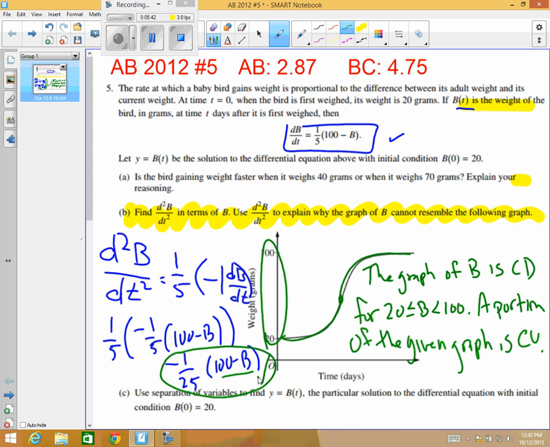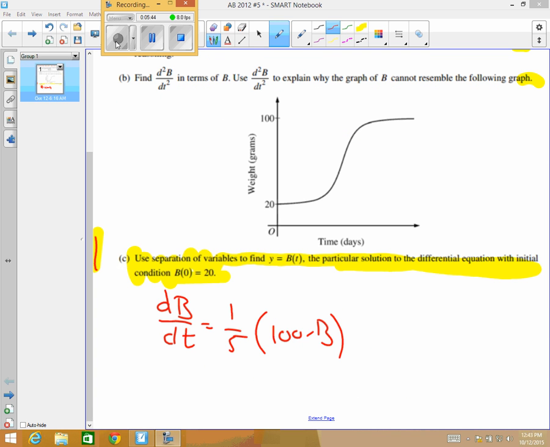Part C tells us to use separation of variables to find B of t. We're starting with dB over dt, so we have to separate the variables. Put everything with a t on one side, everything with a b on the other side. We can also get rid of the fraction right now. We can get something like 5 dB equals 100 minus b times dt.